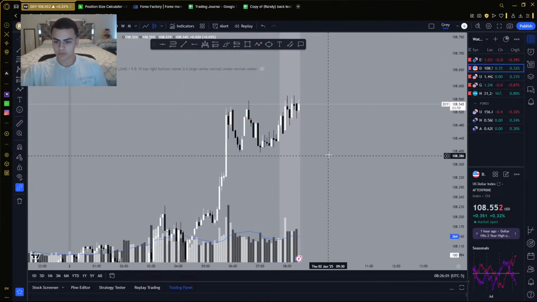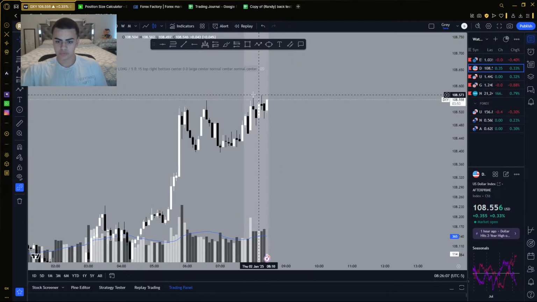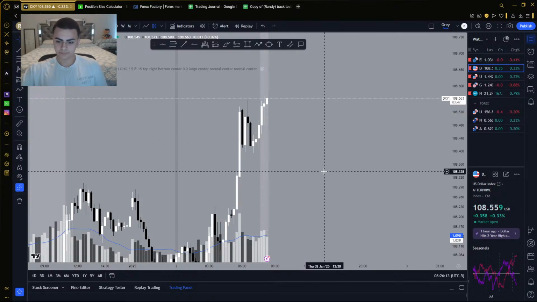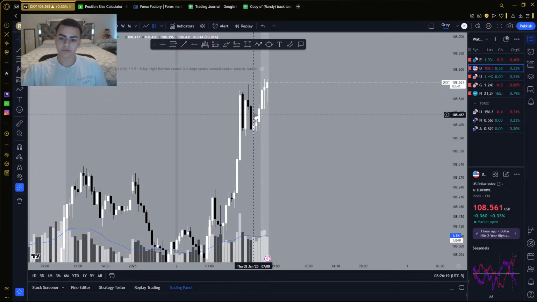Let's go to DXY. We could see some rejections here for sells. Here on DXY also, starting to lose volume towards the top side. We can see right here, it had all this great volume, and as soon as it got up here, it started declining. Long wicks up here, small bodies.